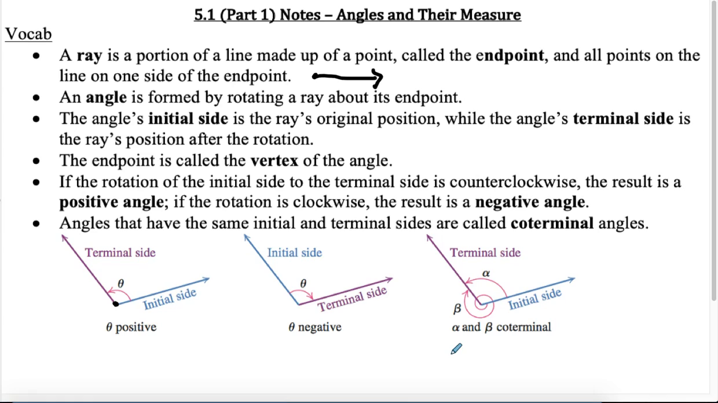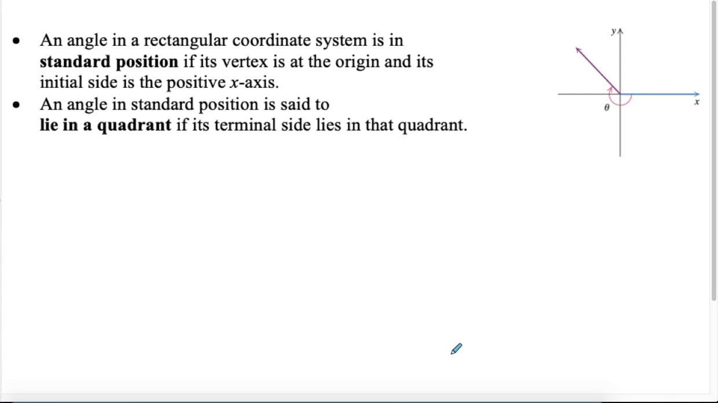So the next little set of vocab is if we put an angle on the coordinate plane, we say that it is in standard position if the vertex is the origin and the initial side is the positive x-axis. Okay, and that's what we're going to look at, our angles here. We're going to say that the vertex is at the origin, the positive x-axis is the initial side. So this angle, since this is going clockwise, we would say that this is a negative angle.